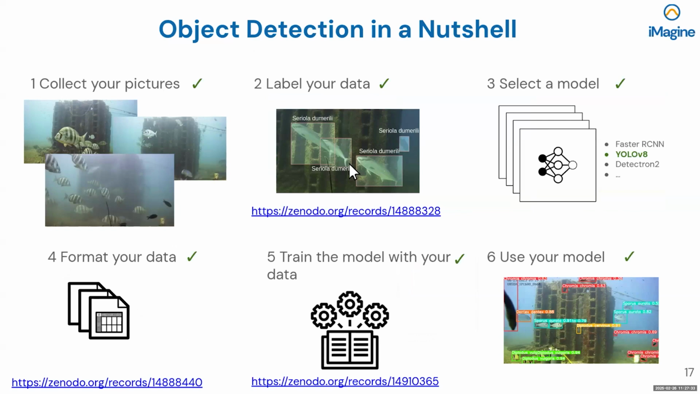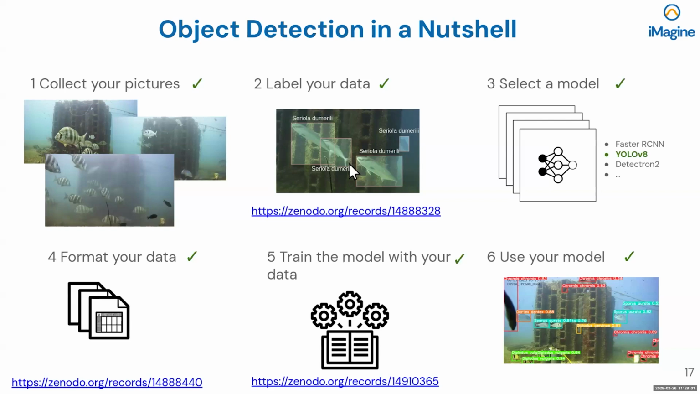We selected the YOLO model. The results that I'm going to present are based on YOLO v8. Currently, we are working on improving it to YOLO v11. And this will be released soon, I hope. We formatted the data, meaning we selected some of the classes, split it into training, validation, and test. This dataset is also available in Zenodo.